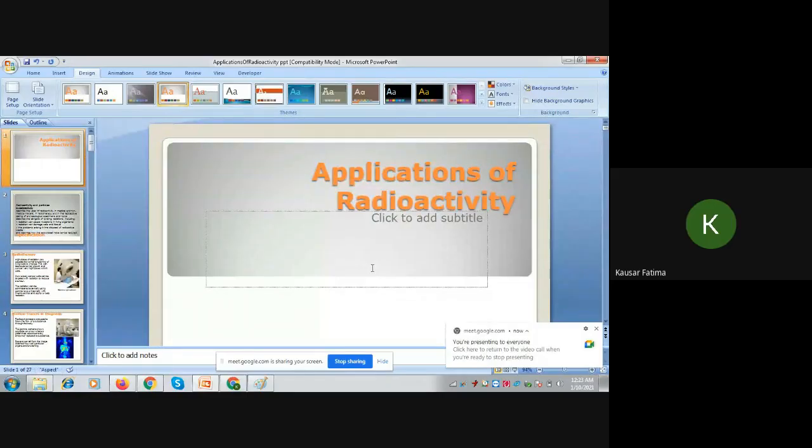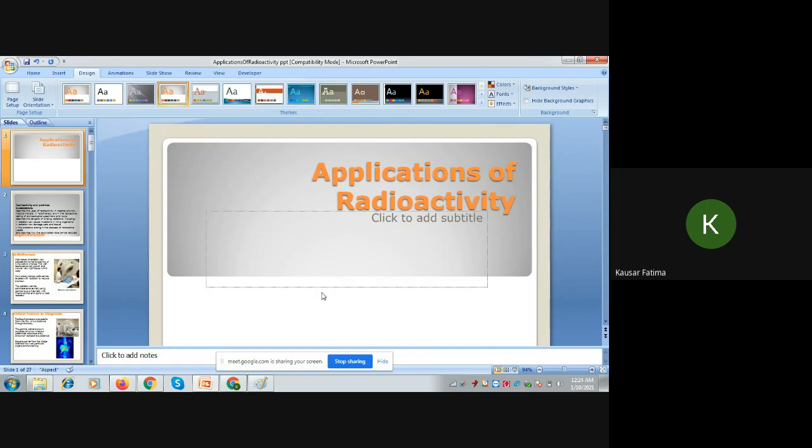The uses and applications of radioactivity. We already know what radioactivity is and which elements are radioactive. Besides this, we studied parent nuclei, daughter nuclei, types of radiations, alpha, beta, gamma, and their penetration power, their ionization capacity. All these we have already studied in the face-to-face classes. And we studied briefly about the uses or applications of nuclear radiations.